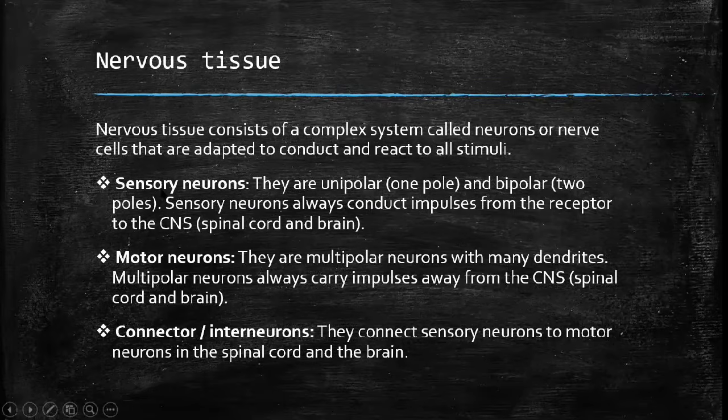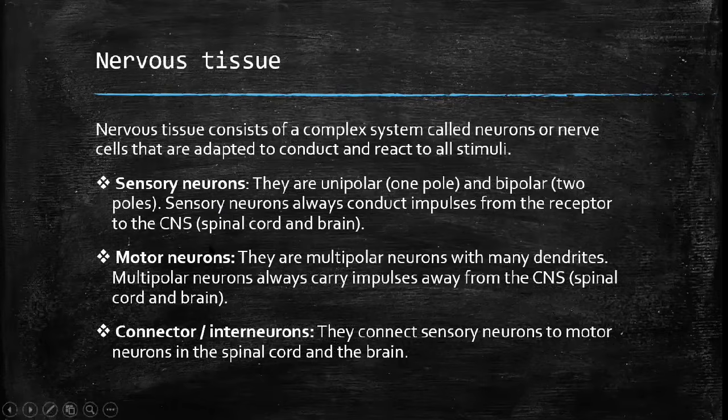So these sensory neurons, they are unipolar. They've got one pole, and some are bipolar, which means they have two poles. And then these sensory neurons, they always conduct impulses from the receptor. What is a receptor? A receptor is a structure that receives the stimuli. It is the structure that is stimulated if a change in the environment occurs. And then it transmits those impulses from the receptor to the central nervous system, which is the spinal cord and the brain for interpretation.